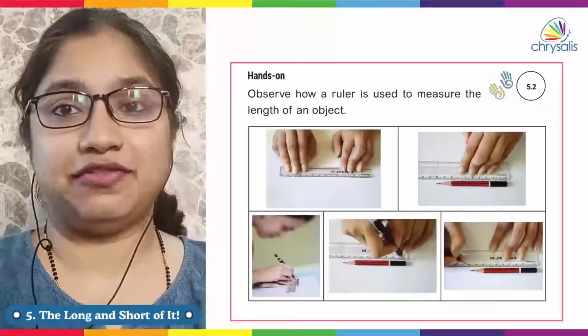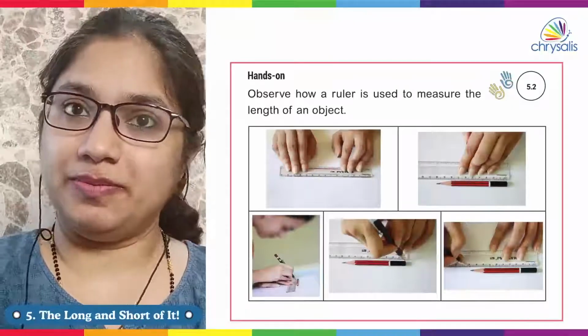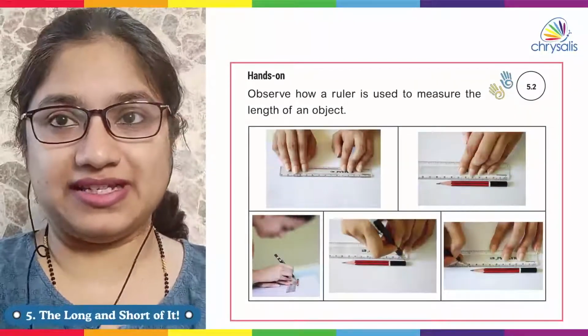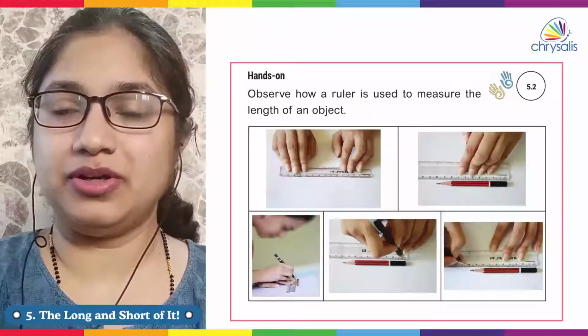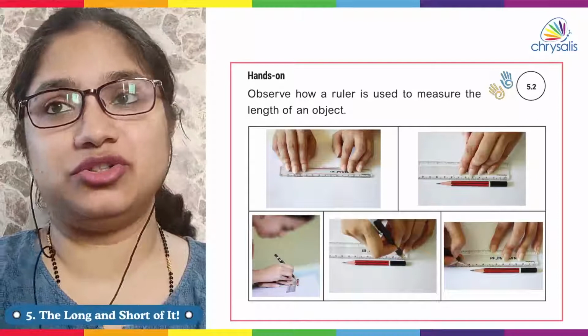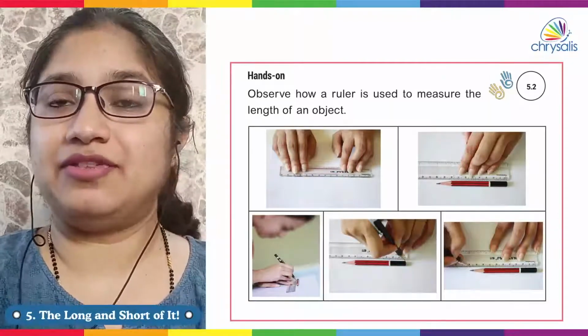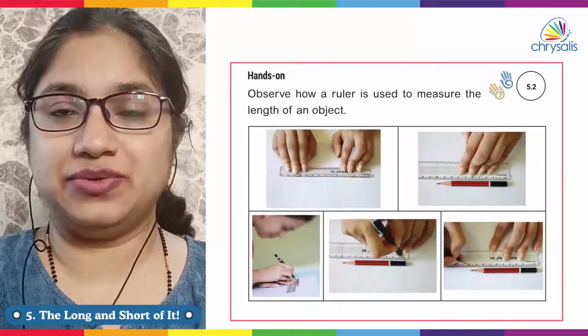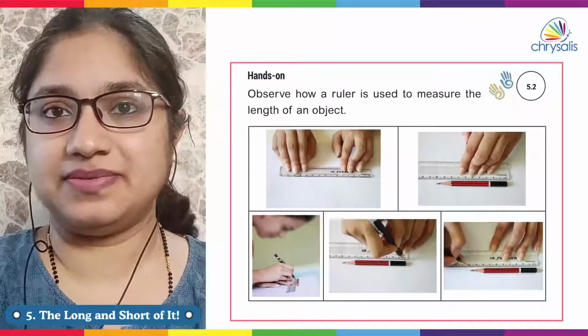Let us start our session by working on the hands-on activity 5.2. If you have your studio with you, open page number 94 and write today's date, and if not, you can use your notebook and write down today's date and activity number 5.2 to do this activity. Observe carefully as to how the ruler is used to measure the length of an object.